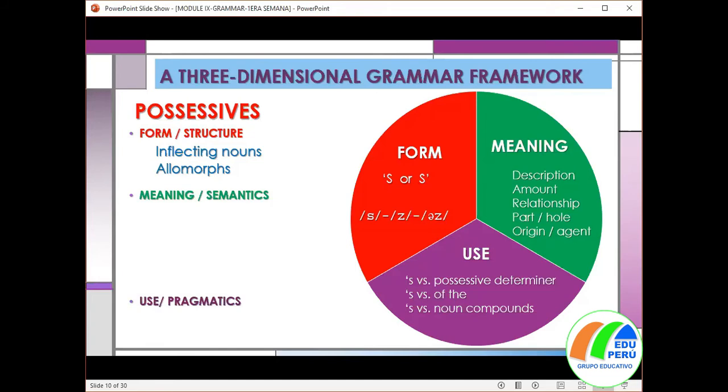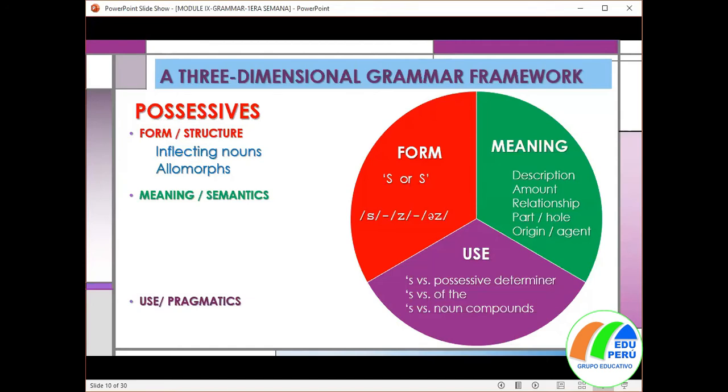Now remember inflecting, if you can remember this topic related to morphology. In morphology, remember we have two types of morphemes: the inflectional morphemes and the derivational morphemes. Inflectional morphemes don't change the word. When you add this structure to a word, the word doesn't change. Because we add this apostrophe s to nouns, the noun is still a noun. You don't change it, so we call this inflection.